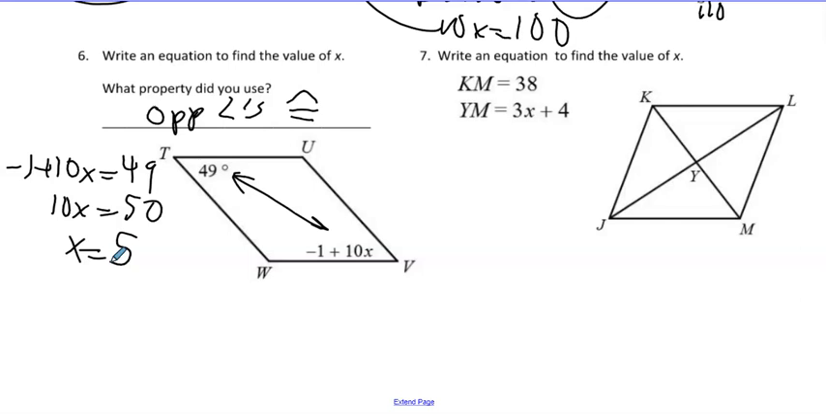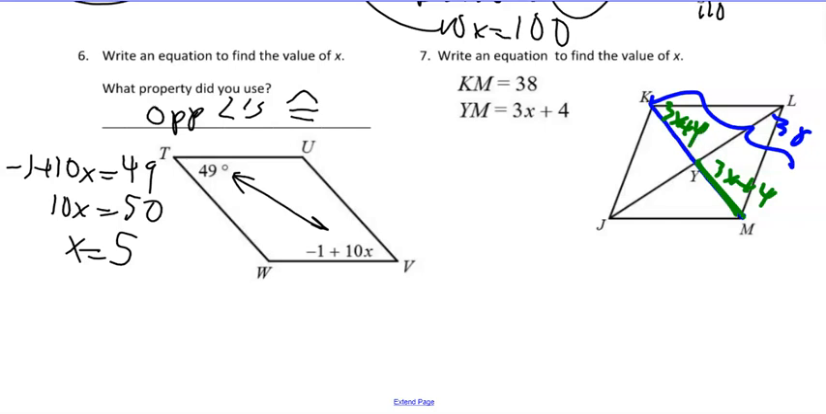Now number 7, be careful in this one. Notice it says km. That's this entire line right here is 38. It says ym, which is just this piece, is 3x plus 4. Now remember, the diagonals bisect each other, which means this is also 3x plus 4. Together they add up to 38.